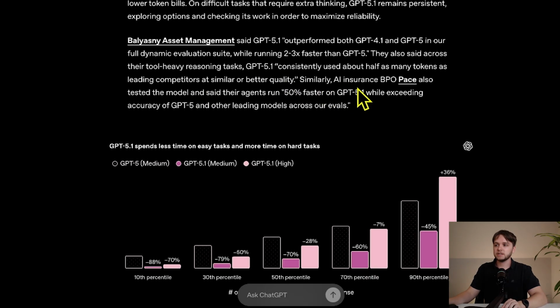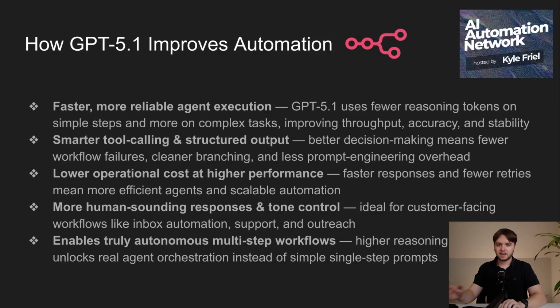Similarly, AI insurance BPO Pace also tested the model and said their agents run 50% faster on GPT 5.1 while exceeding accuracy of GPT-5 and other leading models across our evals. With that context in mind, let's talk about what these improvements actually mean for automation inside of n8n.